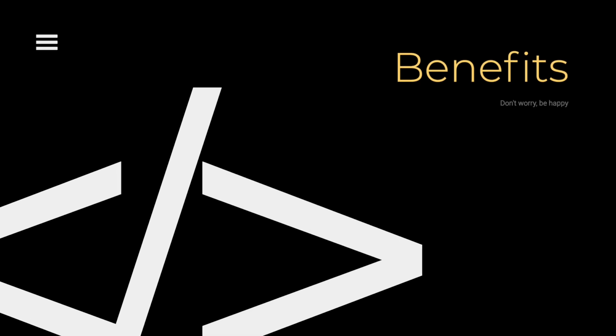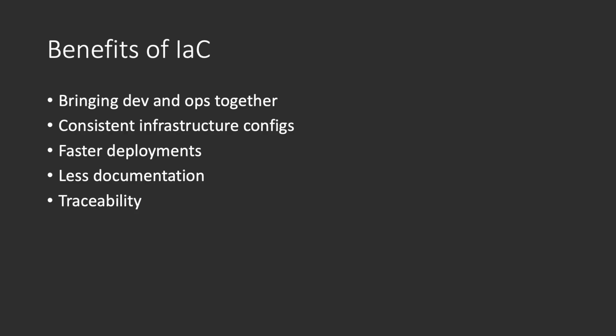So what's the benefit of infrastructure as code? The main benefit of infrastructure as code is bringing development and ops together. What does that mean? It means that the developers will be able to understand how the infrastructure works.